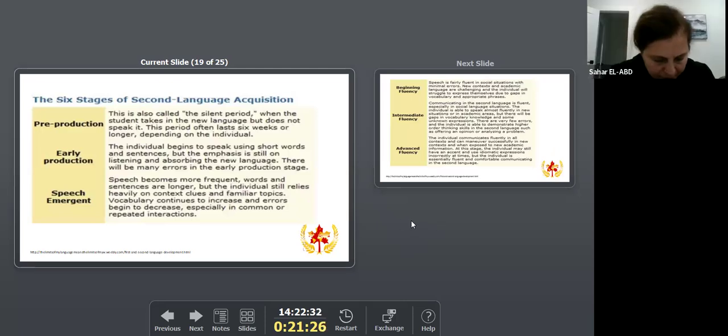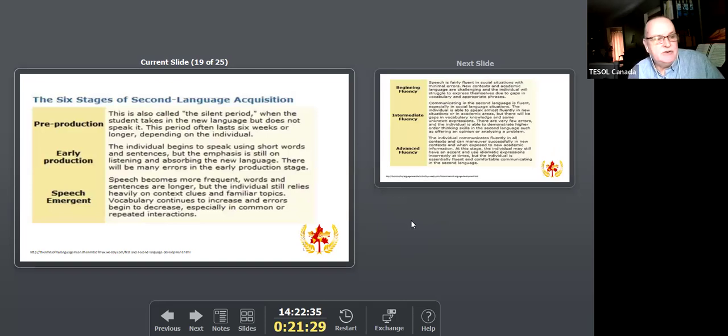Yeah, I do. Okay, so there are 6 stages of second language acquisition. One is pre-production. This is also called the silent period, when the student takes in the new language but does not speak it. This period often lasts 6 weeks or longer, depending on the individual. The second stage is early production. The individual begins to speak using short words and sentences, but the emphasis is still on listening and absorbing the new language. There will be many errors in the early production stage.